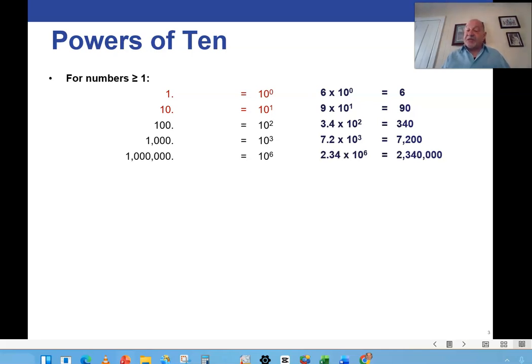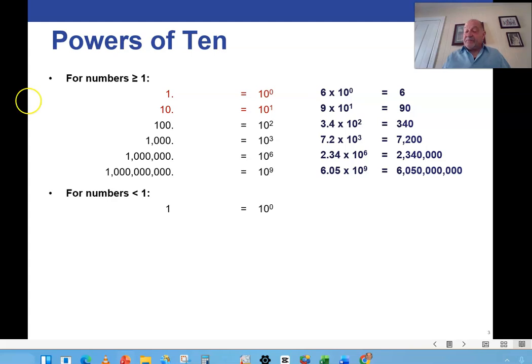2.34 times 10 to the 6 is 2.34 million, or 2,340,000. 1 billion, we add 3 more zeros. Now it's 1 with 9 zeros. That's a billion, 10 to the 9. So 6.05 times 10 to the 9 is 6 billion 50 million.